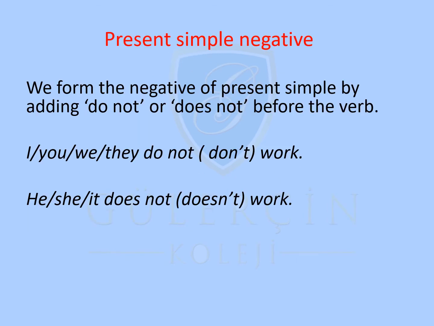How do we form the negative form of the present simple? We form it by adding do not or does not before the verb. With the subjects I, you, we, they, we have do not or don't, the short form, and he or she or it has does not or doesn't. So, I don't work, you don't work, we don't work, they don't work. The other case, he doesn't work, she doesn't work, it doesn't work.